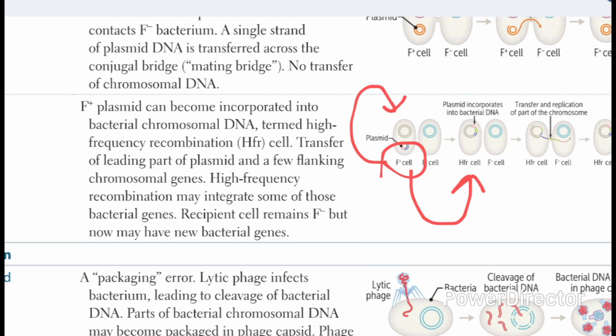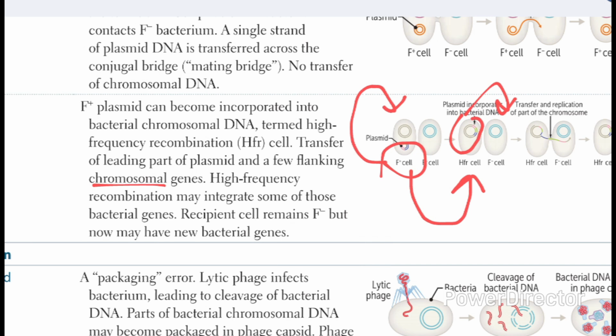And when there is transfer of a leading part of the plasmid and a few flanking chromosomal genes, that is this new genetic material, from this bacteria to its parallel bacteria, the recipient bacteria, there is basically a transfer of not only the plasmid but the genetic material as well.